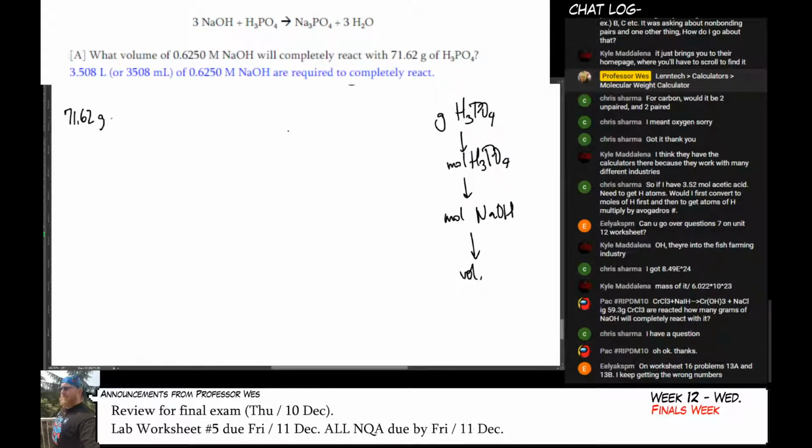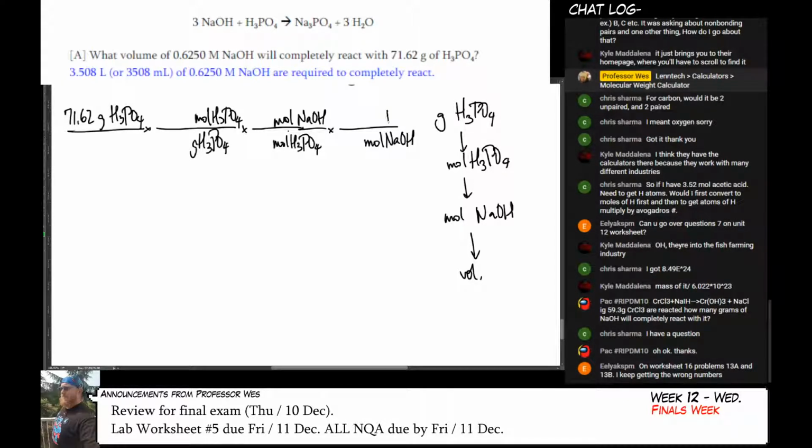What am I doing here? Grams. There we go. So we'll do grams into moles. And then we'll do moles into moles of sodium hydroxide. And then we'll do a volume. So moles of sodium hydroxide into liters. So these cancel, and these cancel, and these cancel.